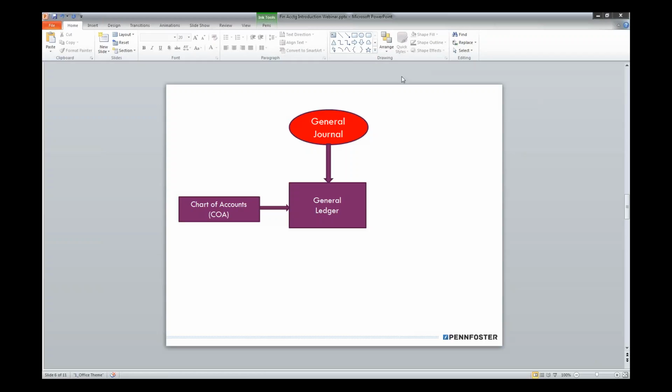So we now know that we have a chart of accounts, which is the table of contents for all of the accounts that are in our general ledger.